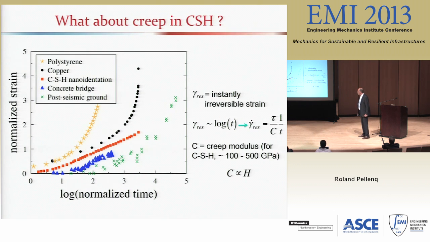Creep has been for a long time a kind of interesting thing because it's not just because of cement. This irreversible strain as a function of log of time is kind of linear, at least in part. It's been seen for very different compounds like polystyrene, copper, CSH, concrete bridges deflecting over time, soil, and so on. So you have what we call residual strain that is proportional to log of time, which means that the strain rate could be 1 over time, and you have a constant here, which is the applied load, and C is called the creep modulus, and for CSH it ranges in value between 100 and 500.